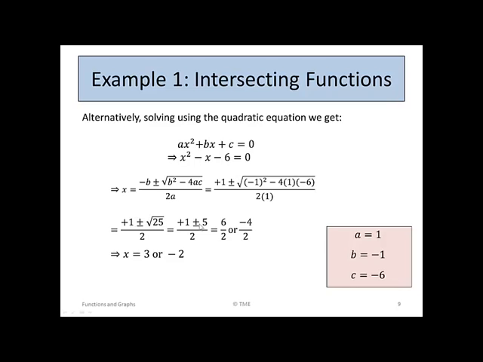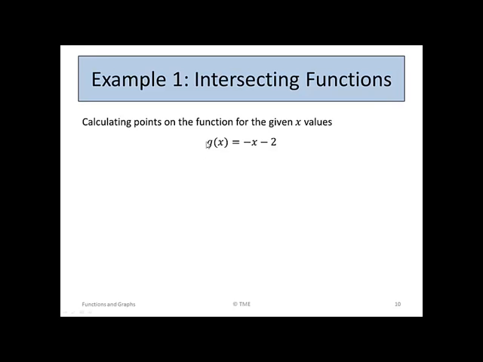Taking the first root, we get 1 plus 5 over 2, or 6 over 2, and then 1 minus 5, or minus 4 over 2. So 6 over 2 is 3, minus 4 over 2 is minus 2. Exactly what we got with the factors, but we've now definitively got it using the equation. So we have at x equals 3 or x equals minus 2, the x values where both of these functions cross over. So let's calculate the points on the function for those given x values.